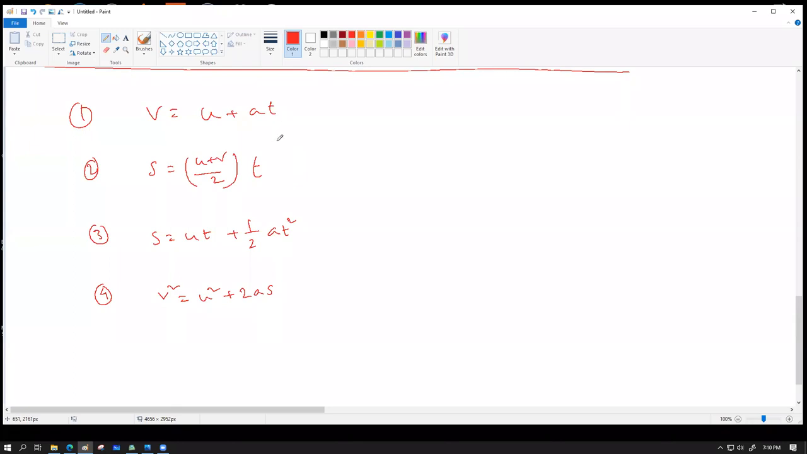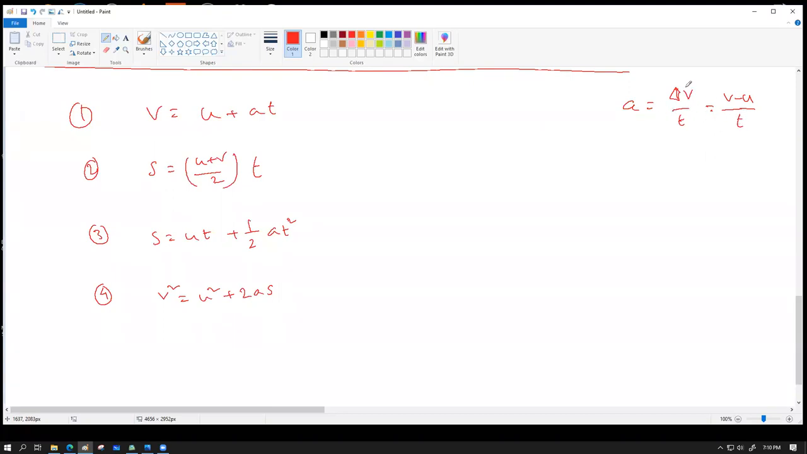These are the four equations that we have, and they can be very easily derived. For example, the first equation can be derived over here. The definition of acceleration is change of velocity divided by time. Delta means change, and change will always mean final minus initial, not big minus small. Change always means final minus initial.